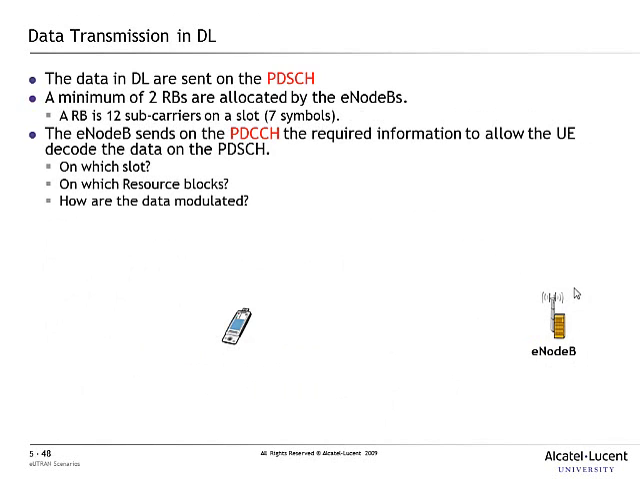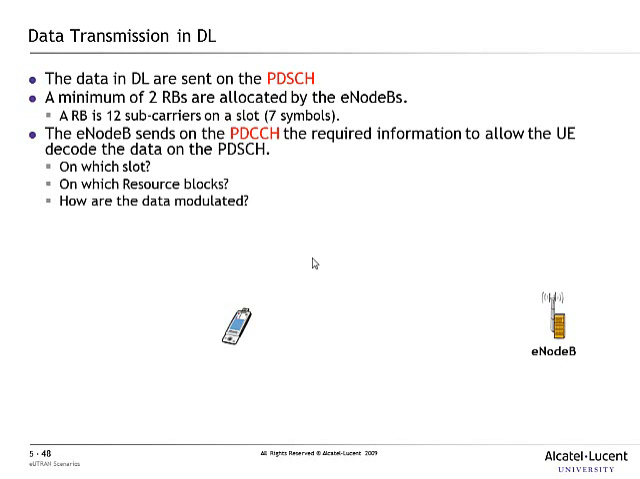Okay, so let's go into a little bit more detail about data transmission in the downlink. Now, we know that all data transmission in the downlink is done on a channel called PDCCH. In this, we allocate 2 resource blocks at a time, and that's called a PRB. A minimum of 2 resource blocks are allocated by the E-node Bs. Remember, a resource block, which you will remember from the test as well, is 12 subcarriers by 7 OFDMA symbols.